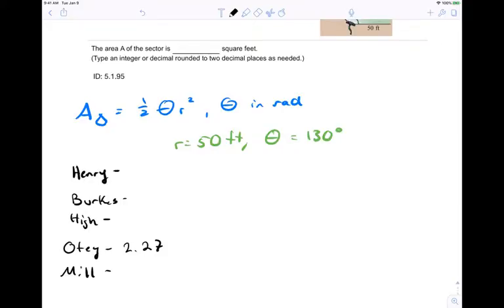Let me see. What? You got 1,000 something? Is that reasonable for the context for a water sprinkler? 1,000 square feet. 50 times 56. 2.2.